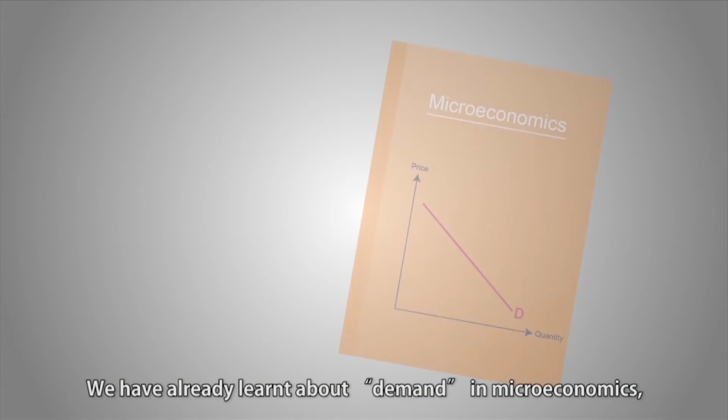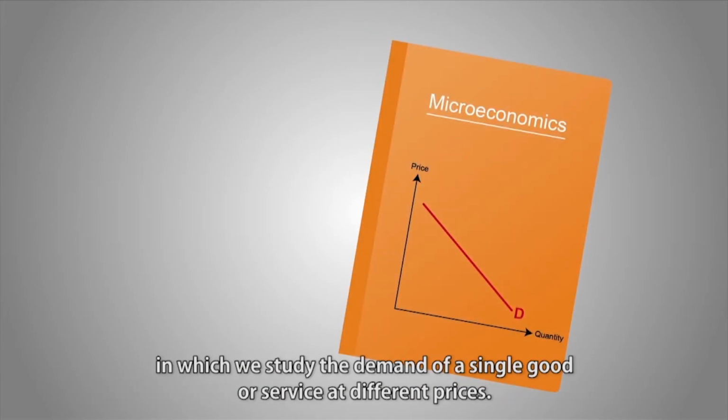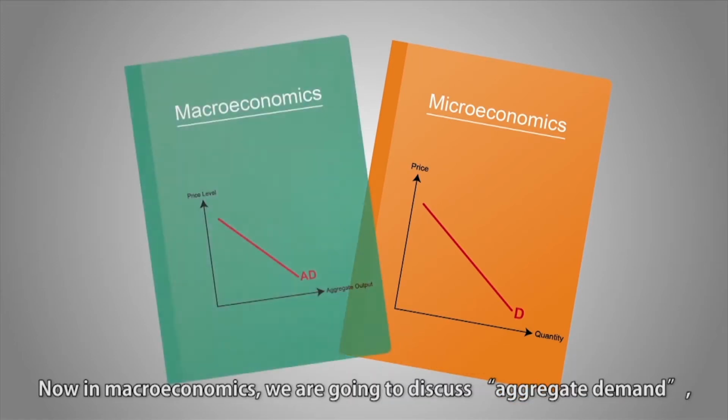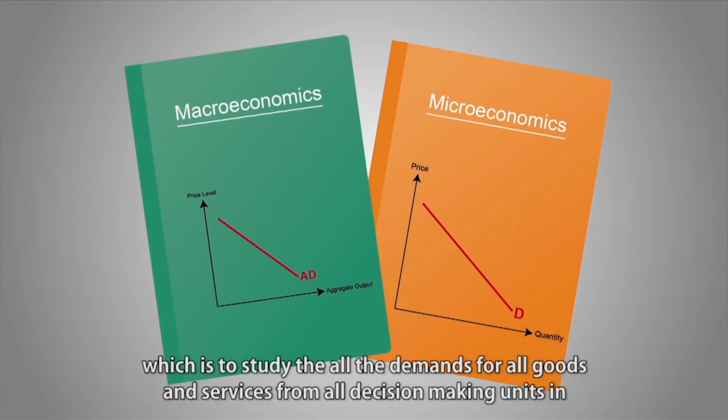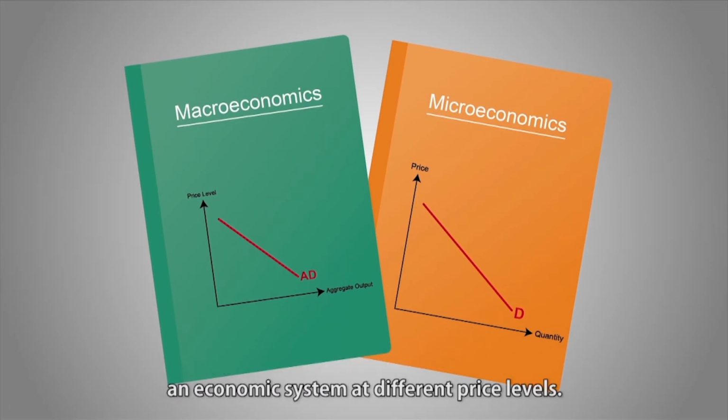We have already learnt about demand in microeconomics, in which we study the demand of a single good or service at different prices. Now, in macroeconomics, we will discuss aggregate demand, the demand for goods and services by all participants in the economy at different price levels.